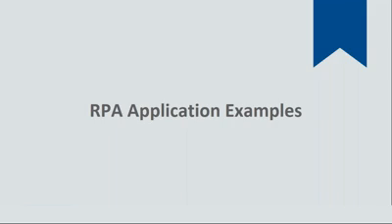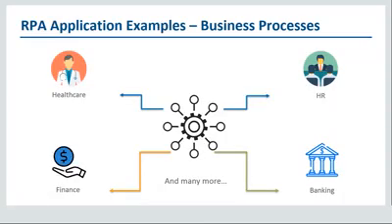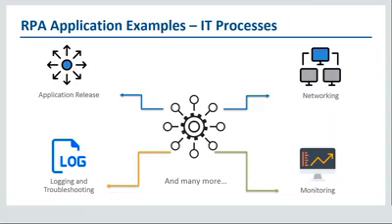Moving ahead, let's discuss different examples of the places where RPA has actually been implemented. If we talk about business processes, RPA has been implemented in healthcare, in HR, in finance, and in banking.